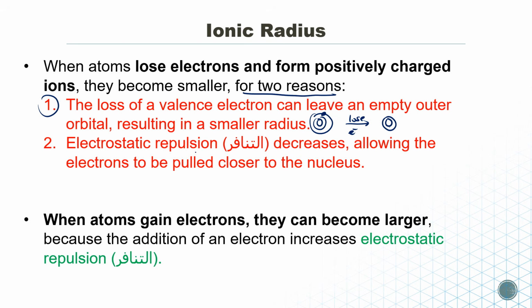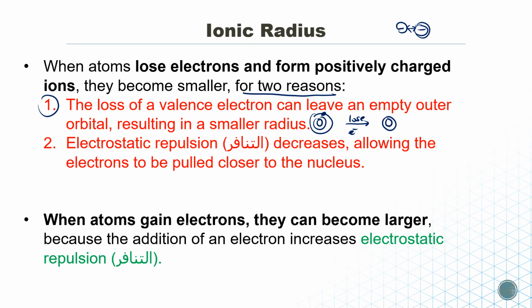Now, number 2, electrostatic repulsion decreases, allowing the electrons to be pulled closer to the nucleus. Okay? So what happens is that when you remove electrons from the outer energy levels, there is a repulsion between electrons. So if you remove an electron, the amount of attraction now between the positive charge and the nucleus increases. So it pulls the electrons towards it in a stronger way, and that's why the size will decrease.